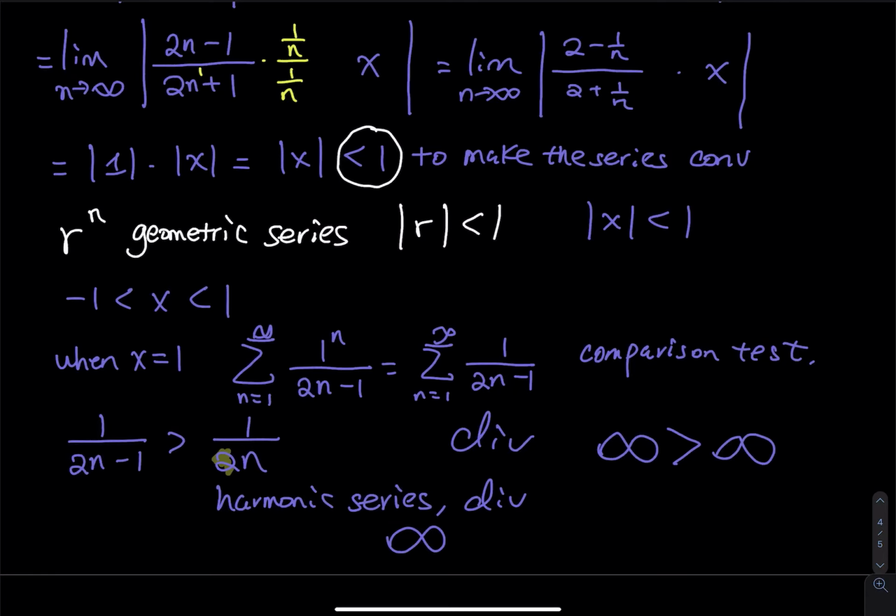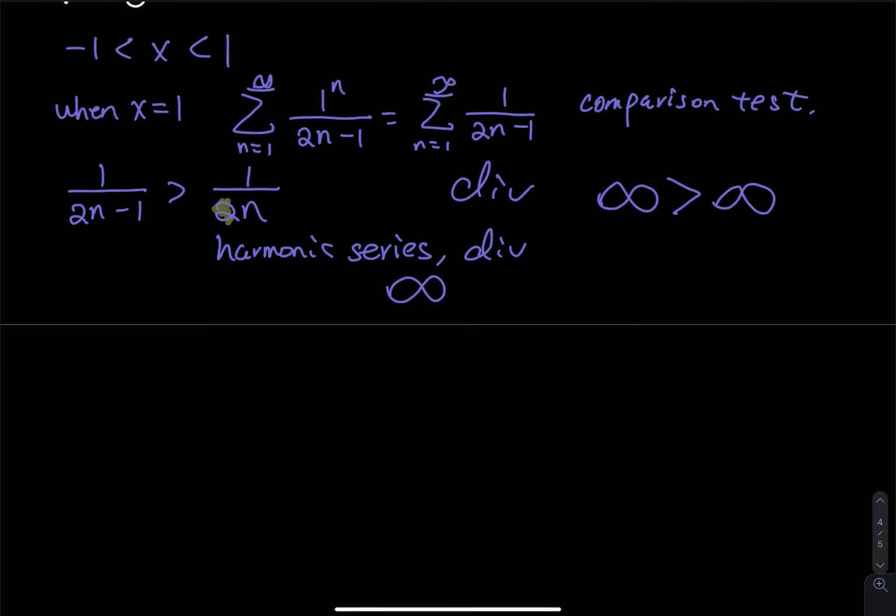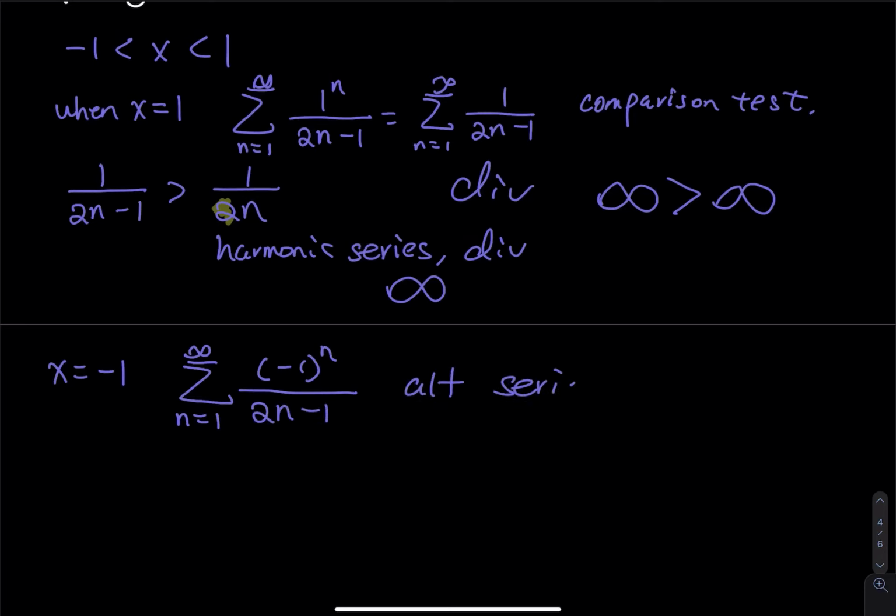And then also, when x equals -1, we test the left end. That generates an alternating series. So this is -1 raised to the n divided by 2n minus 1. Then you have to do the bn and the bn plus 1. The bn is 1 divided by 2n minus 1. And the bn plus 1 is 1 divided by 2n plus 2 minus 1, so 2 minus 1 is 1.